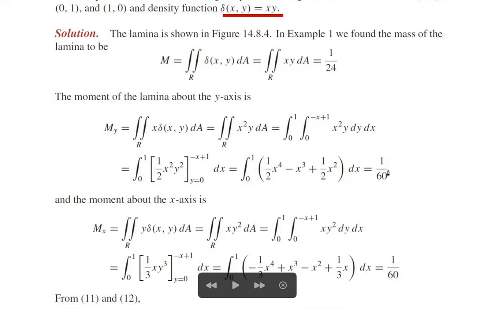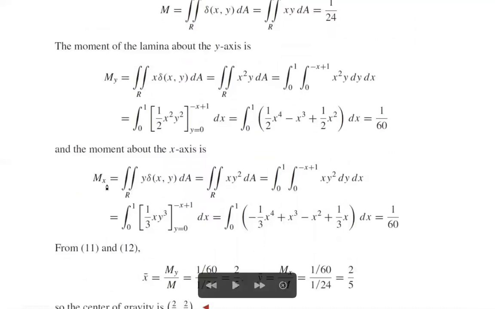Now, the moment about the x axis, that is Mx, is equal to the double integral over R of y into delta xy dA, which is equal to the double integral over R of y into xy, that is x y squared dA. Again, x varies from 0 to 1, and y varies from 0 to 1 minus x. Integrate the function, it's a polynomial function. Integrate with respect to y, and you will get x into y cubed by 3 from 0 to 1 minus x.